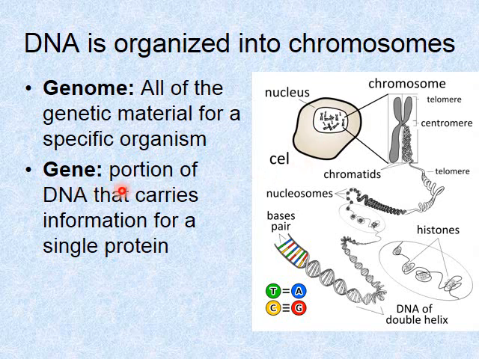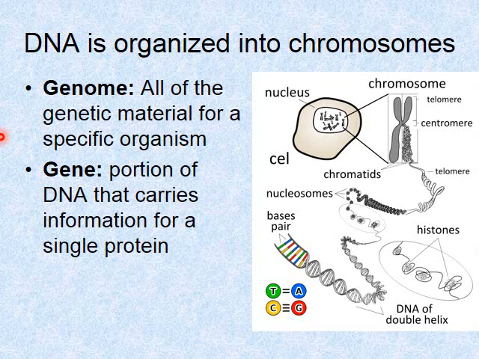A gene is a portion of DNA that carries the information of a single protein. So out of this long strip of DNA, it could start here and end here. Basically, this is a portion of the DNA that has the coding of nucleotides that are going to be decoded to make the code of amino acids of proteins. So deciphering the code of DNA to make the code of a protein. And this will be our next lab when we're looking at transcription and translation.